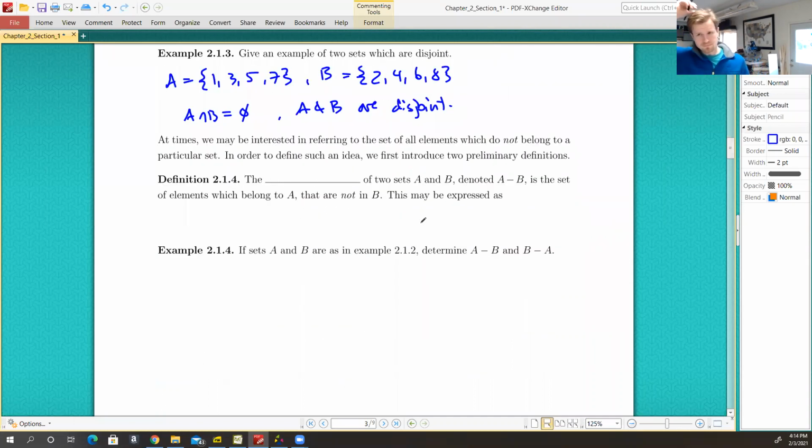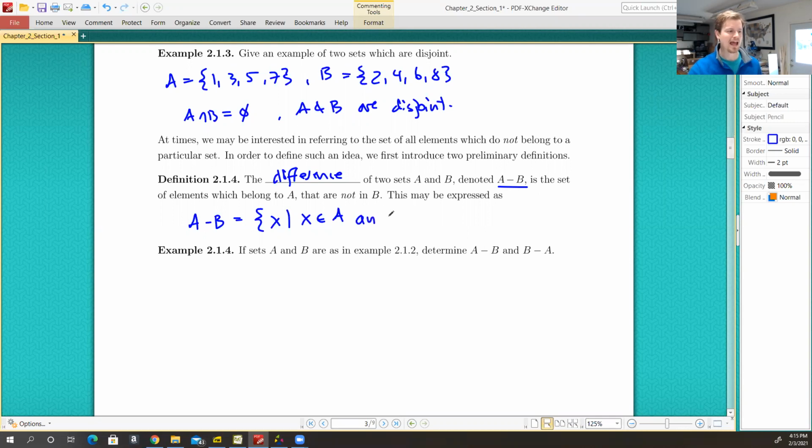All right. So sometimes it would be nice to refer to elements that are in one set but are not in another set. And that brings us to our next definition, the difference. So the difference of two sets A and B, denoted by A minus B, is the set of elements that do belong to A that are not in B. So we would express that as A minus B is equal to, and we can write this in set builder notation, the elements that do belong to A and do not belong to B.